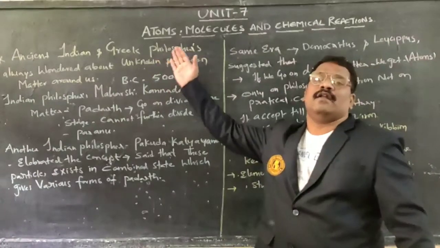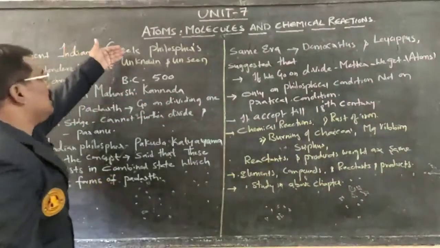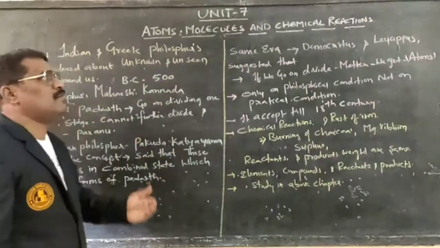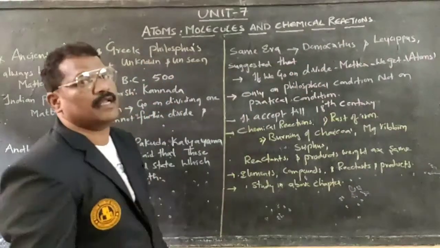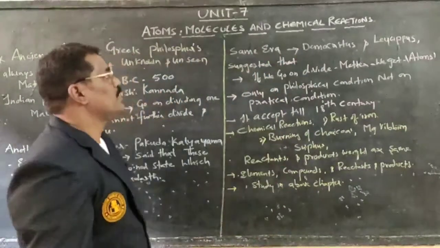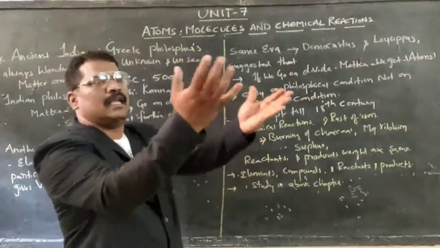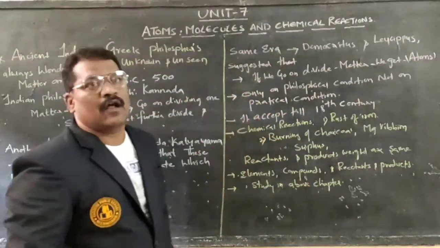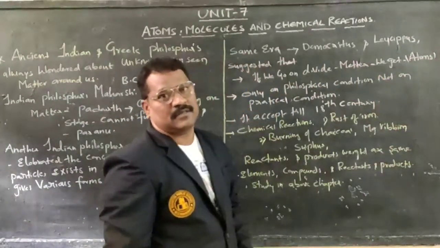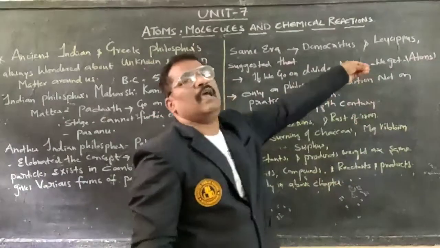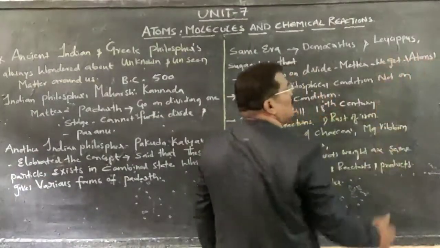In the same era in which Indians were thinking about matter as Padarth and Paramanu, Greek philosophers named Democritus and Leucippus also made suggestions. Democritus performed one experiment. He took the unknown and unseen matter existing around us and started dividing it continuously until a particle was obtained which could not be divided further, and he named that particle the atom.